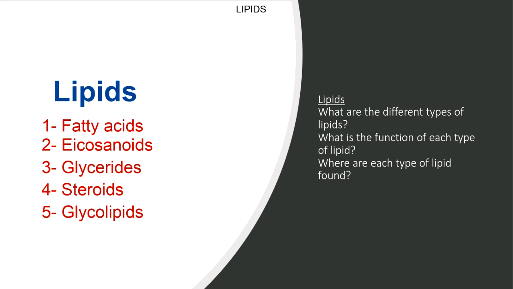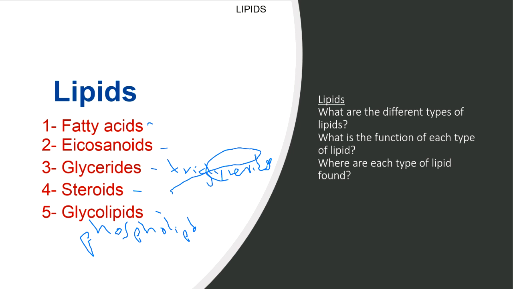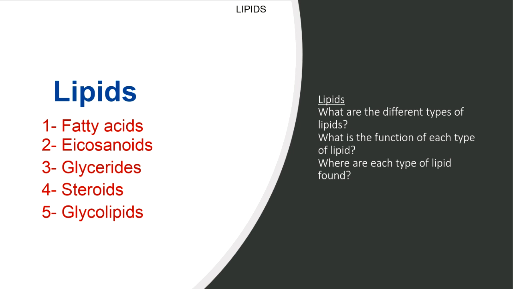Now we're going to get into lipids. Okay, these are the different types of lipids right here. Fatty acids, eicosanoids, glycerides, steroids, and glycolipids. An example of a glycolipid, we have phospholipid. An example of glycerides is the triglycerides, which is what our body uses for energy. This is the fat in our body for energy. We're going to go into the function of each and where they're found.